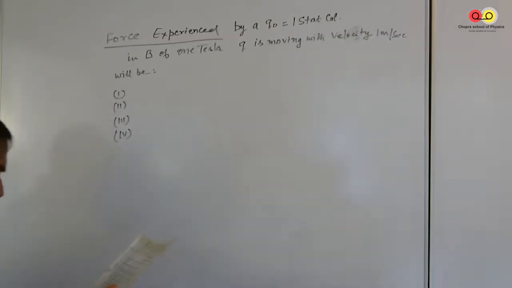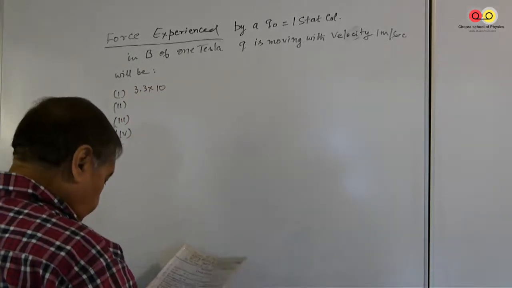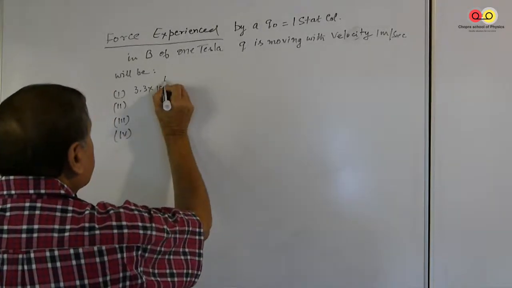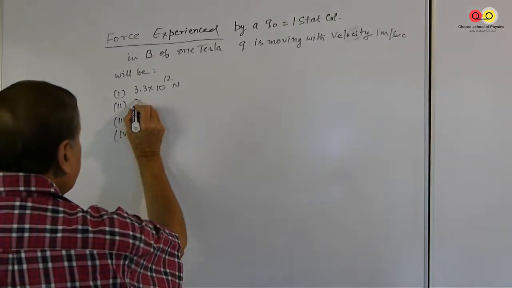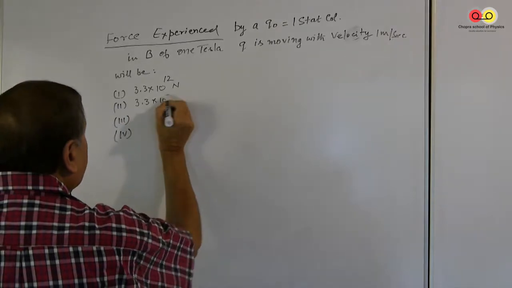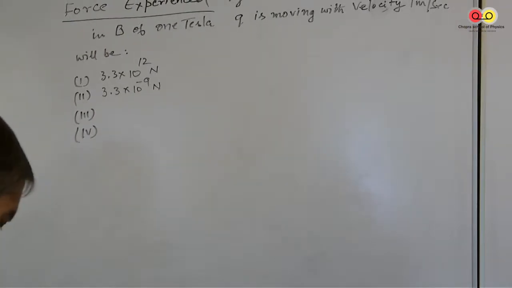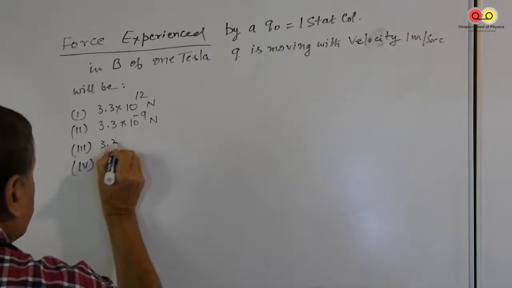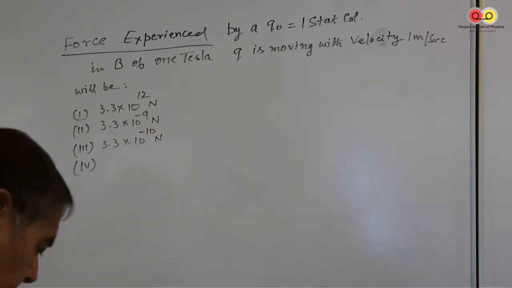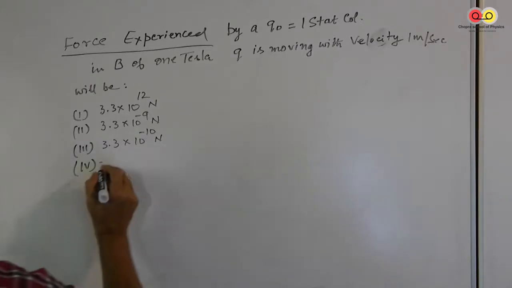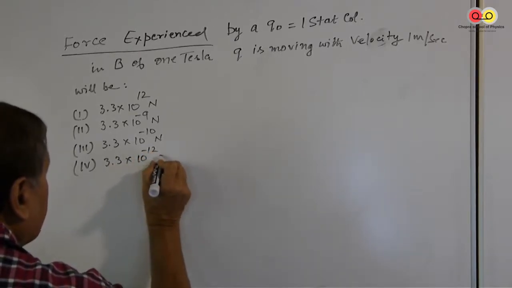The first option is 3.3 10 to the power 12 newtons. The second option, 3.3 10 to the power minus 9 newtons. Third option, 3.3 10 to the power minus 10 newtons. And the fourth option, 3.3 10 to the power minus 12 newtons.